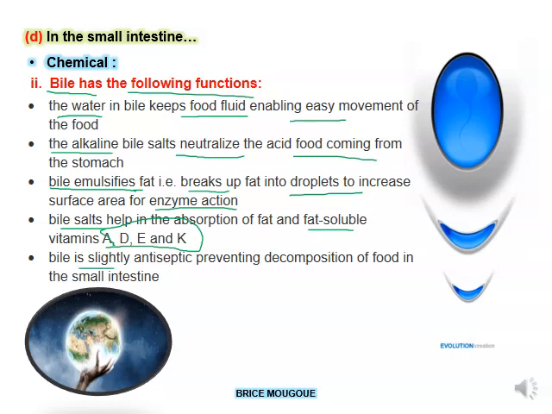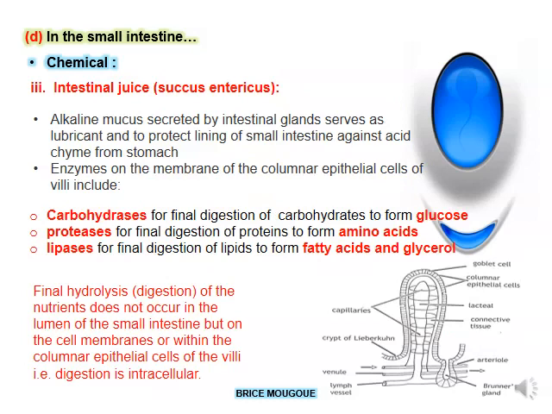Again, bile is slightly antiseptic. Antiseptic because it's able to destroy germs. Hence, by destroying germs, and these germs are mostly decomposers, they prevent the decomposition of food in the small intestine. Although food still gets decomposed, the extent to which it's done is much reduced due to the presence of bile, which is antiseptic.